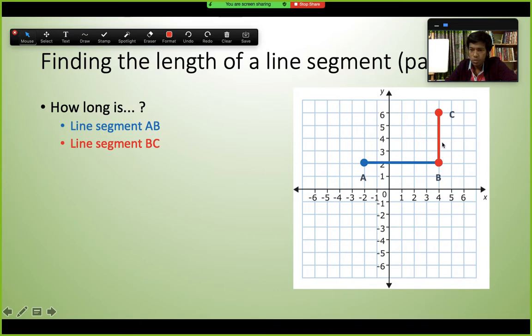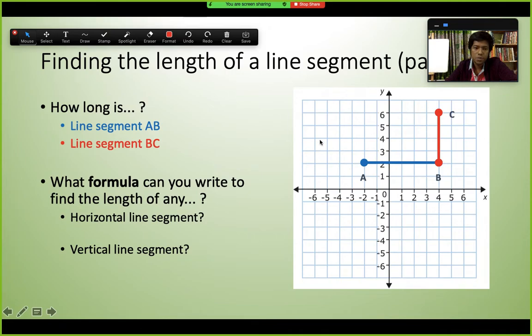So 1, 2, 3, 4. So distance is 4 here. Okay, what is the formula you can write to find the length of any horizontal or vertical line segment? x2 minus x1, and y2 minus y1. This way also you can find the distance from the coordinates.